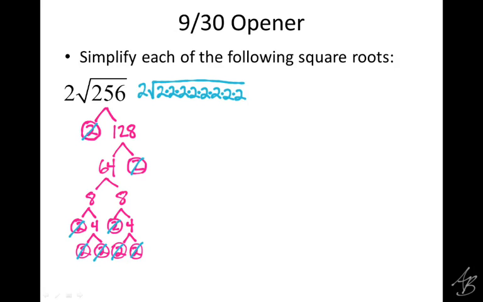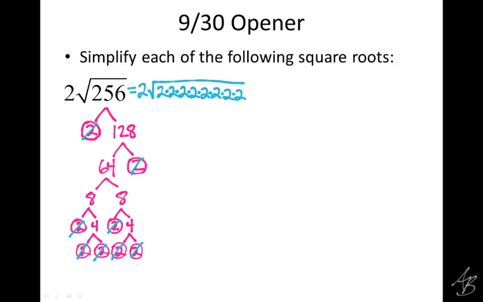Missing the 2 in front of the square root. And the equal sign to show that this is the same thing as this. All right, so don't forget that 2 out in front. That's really important here. All right, now that we've got the prime factorization written out, what's the next step?